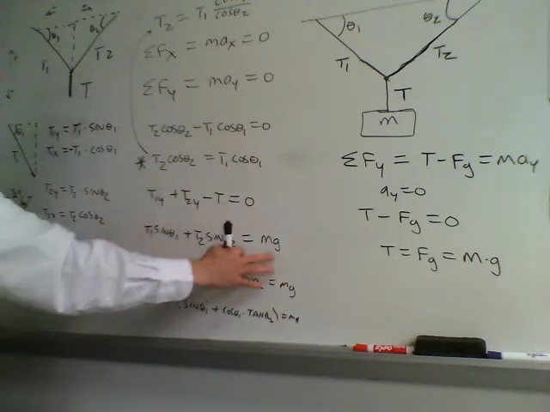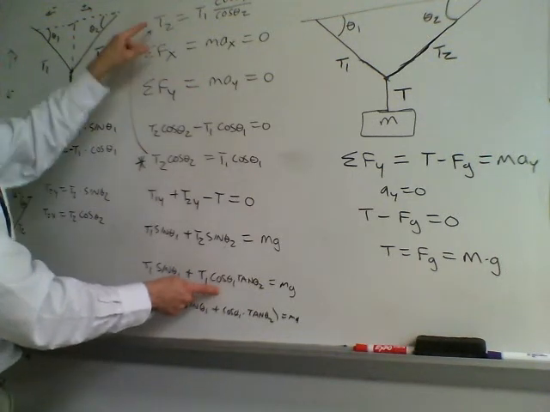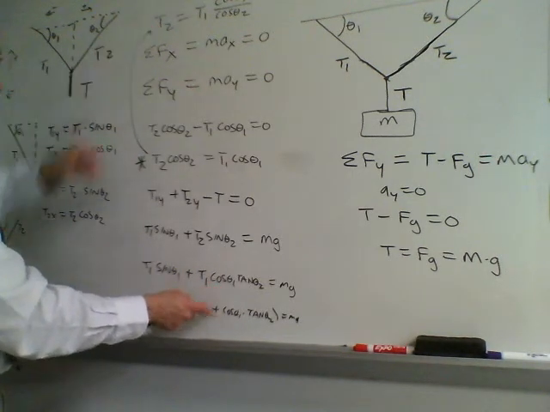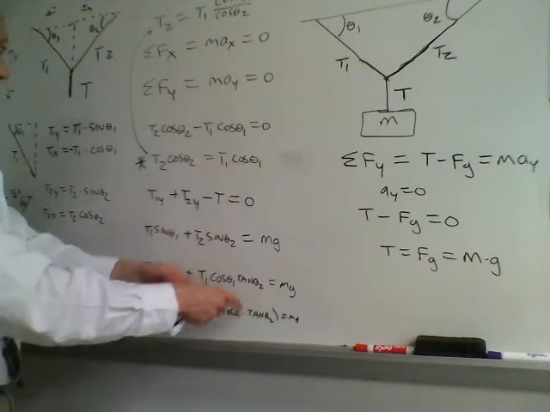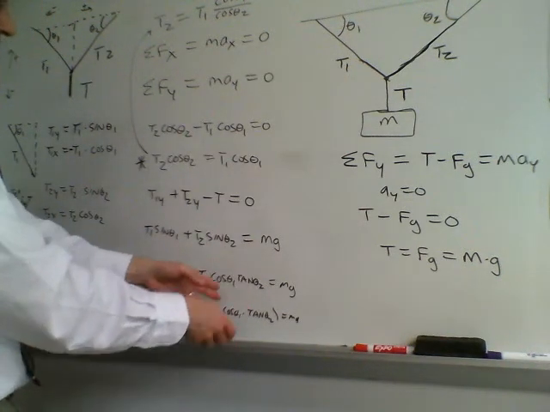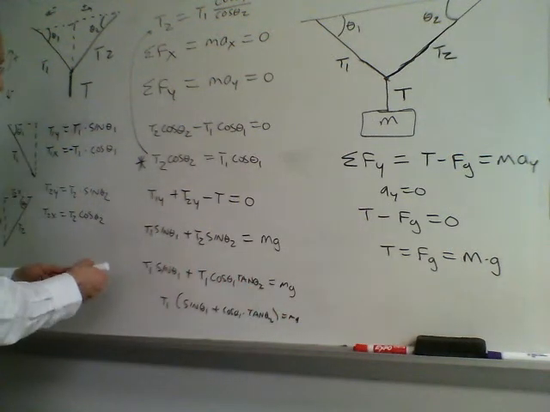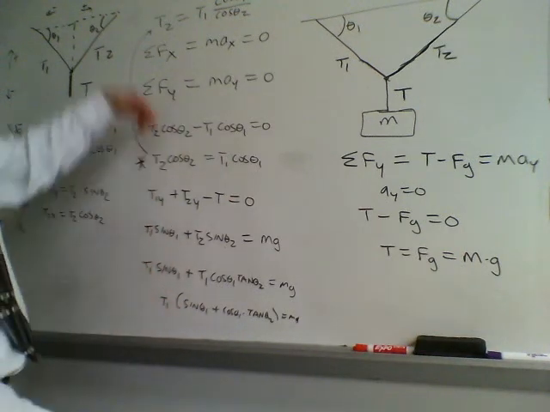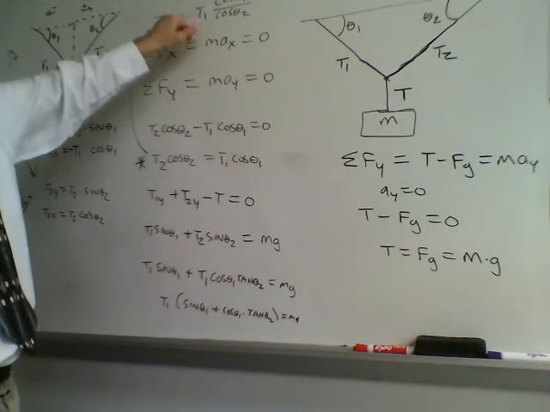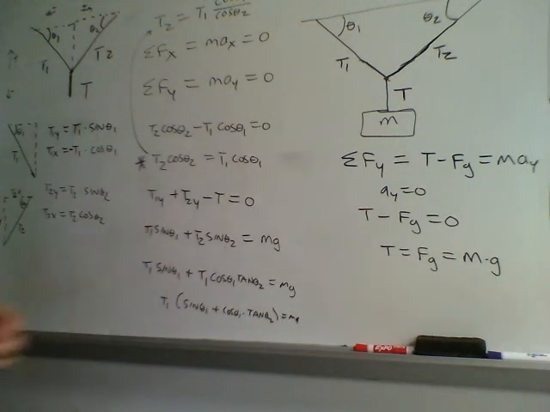So we then came in and plugged in. We got this ugly thing with the T1 by substituting in for T2. And we had T1 times this term of sine theta 1 plus cosine theta 1 times tan theta 2 was equal to mg. And that enabled us to solve for T1. Once you have a number here for T1, you plug back in here to get T2. And that's how we would solve this problem.